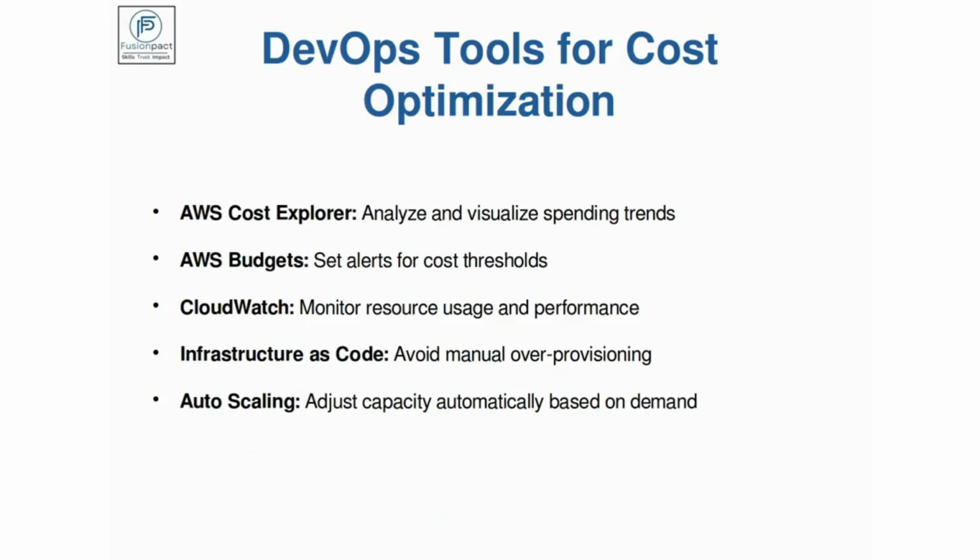The next one is AWS Budgets. It is used to set alerts for our cost thresholds. We can set a threshold limit. If our resources are using above that, we'll automatically get a notification on our configured emails or whatever we are using in our organization, Slack, etc.